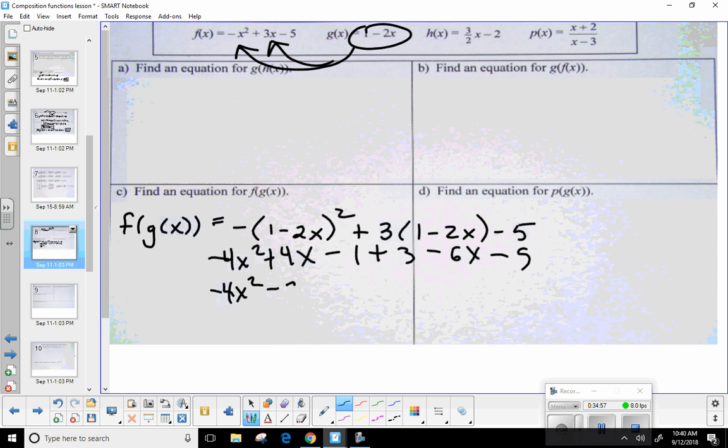Okay, good. He went ahead and distributed the negative 1 that was outside as well. So we had 3 minus 6x minus 5. Okay, what do you guys think? He says negative 4x squared minus 2x minus 3. That looks good to me. Excellent. Good job. So that would be the answer we're looking for.